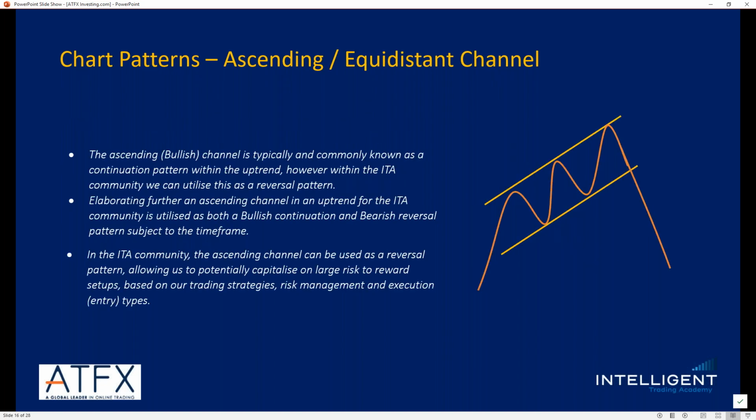But what we do within the ITA community as well is we're again typically looking for not only continuations inside these, but we're looking for patterns within patterns, reversal opportunities where we can exploit potential changes in cycles. Now, we're not trying to call the tops or pick the bottoms, guys. But what we're looking at doing is potentially looking at high probability areas where the market is looking to reverse in trend and cycle. As PTJ, one of the greatest hedge fund managers in the world, which is short for Paul Tudor Jones, says, the greatest money can be made at turning points and changes in cycles.